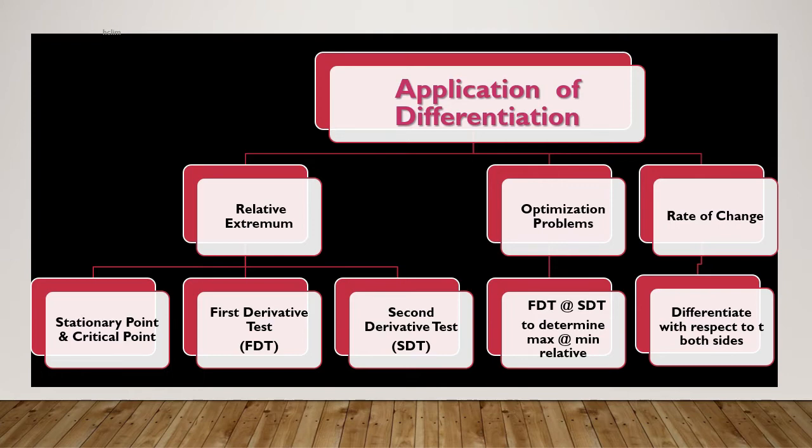For relative extremum, students have to find the stationary point or critical point. Then, students also have to use the first derivative test or second derivative test to find the relative extremum. For solving the optimization problem, students have to remember to use the first derivative test or second derivative test to determine the maximum or minimum relative. And finally, I will suggest students to use the method of differentiate with respect to t both sides for solving the rate of change problem.